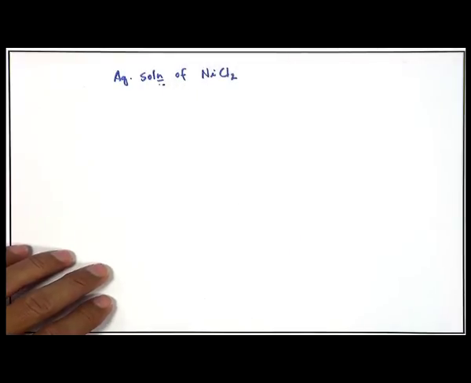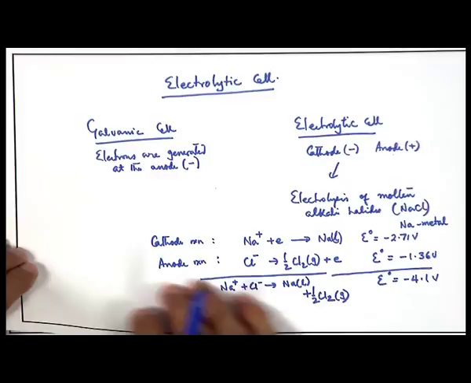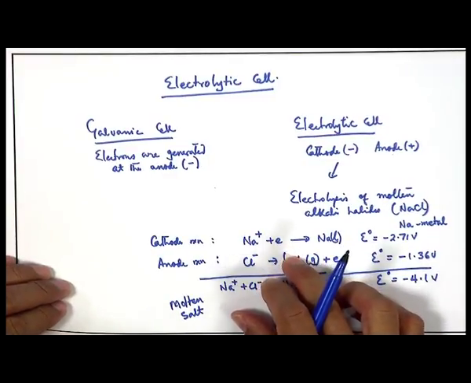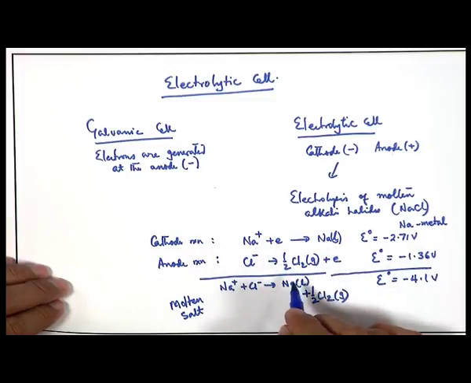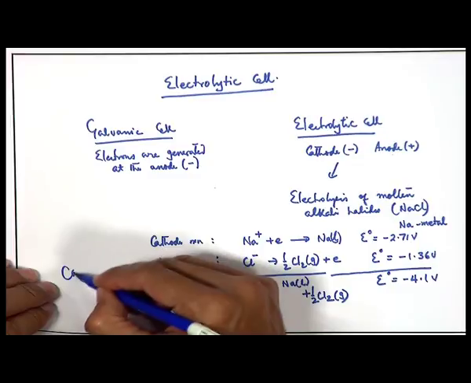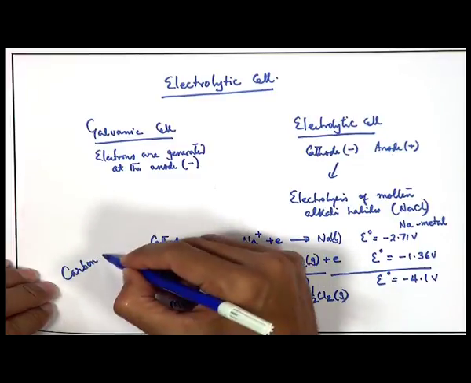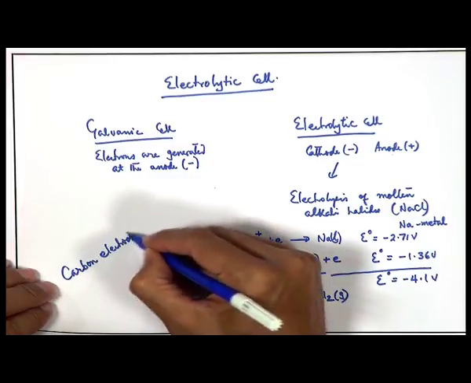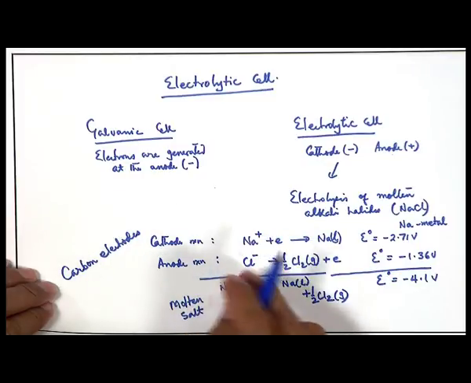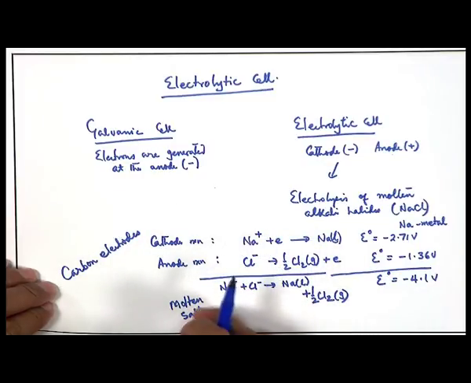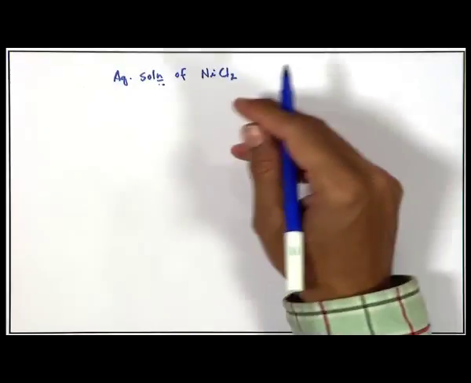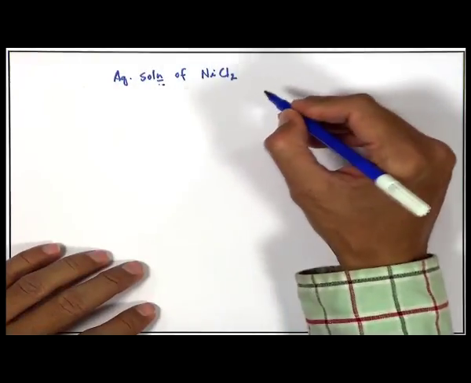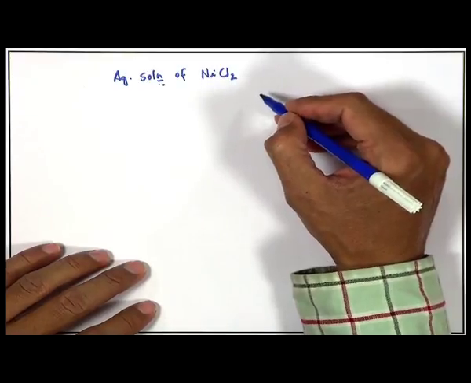One thing you should remember is that when you do the electrolysis, you need to use inert electrodes. In this case carbon electrodes are generally used for the electrolysis of molten sodium chloride. Next, for the aqueous solution of nickel chloride, platinum electrodes are used.